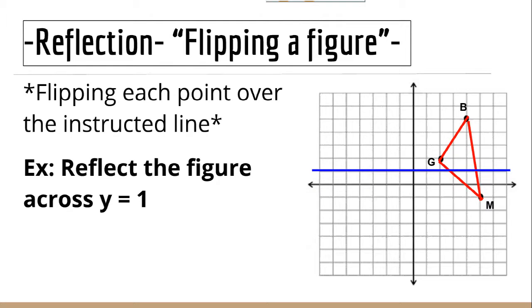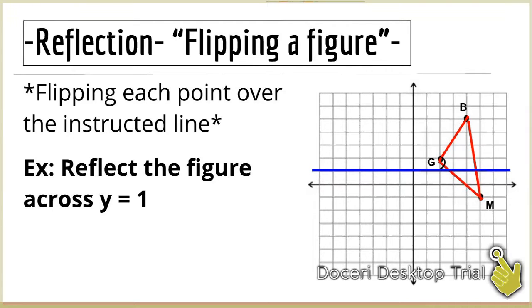So if we start with G, G is 1 place away from our line, so we count 1 place down, and there's G prime. Okay, let's go over to M. M is 2 places from that line, so we go up 2 places, and we have M prime. B is 1, 2, 3, 4 places from our line, so we count 4 places down, and that leaves us with B prime. Then we're ready to connect our points and get our answer. So I'm going to connect G prime to B prime to M prime, and here we go. We have our figure that's reflected across y equals 1.